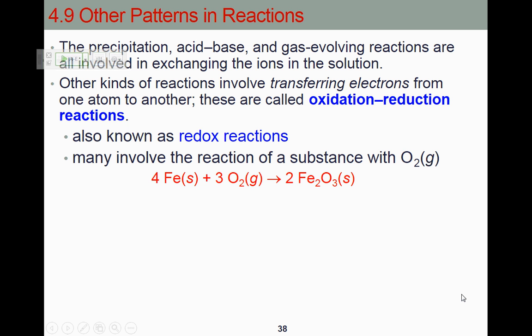We don't have a transfer of electrons in any of these other reactions we've been talking about. We already have the ions present. So in these cases we do.